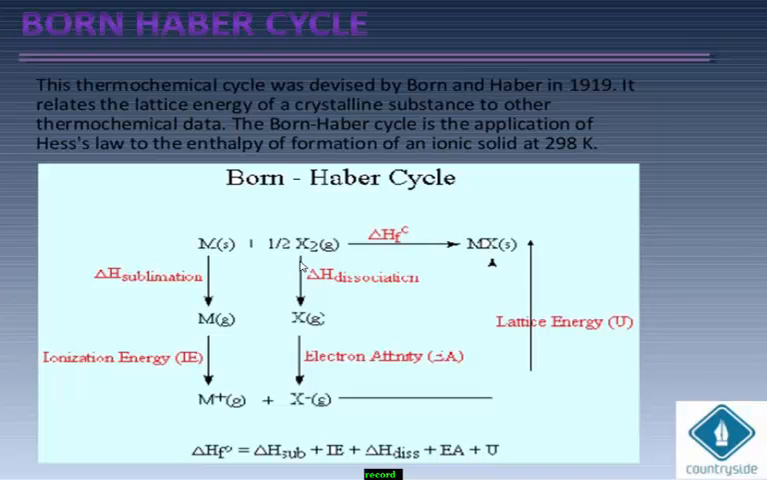This thermochemical cycle was devised by Born and Haber in 1919. It relates the lattice energy of a crystalline substance to other thermochemical data. Remember students, the Born-Haber cycle is an application of Hess's law to the enthalpy of formation of an ionic solid at 298 Kelvin temperature.